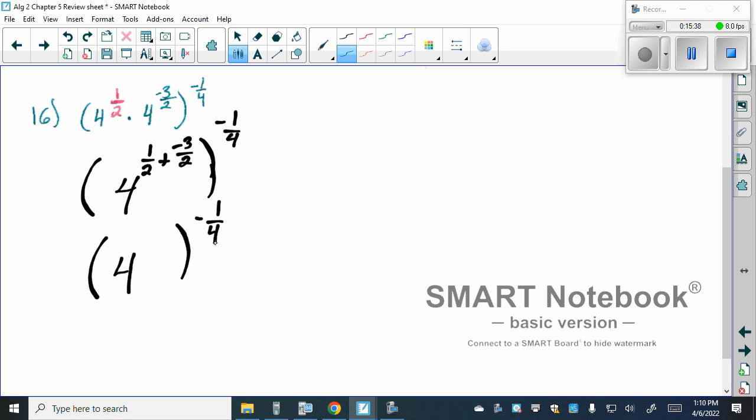So the first thing we need to add is 1/2 and negative 3/2. Well, that's 1 plus negative 3 over 2, since the bases are the same, which is negative 2 over 2, which is negative 1.